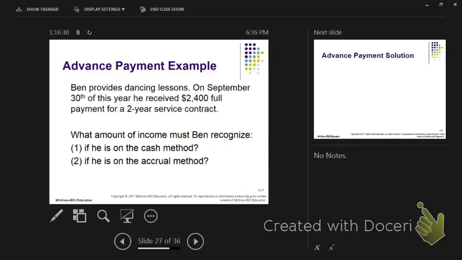So we already did this cash example. What did we say if it's for 2 years? If he got it all right now, how much would he show on his taxes? If you got $2,400 right now, what would you show on your taxes? Cash based, you show the 2,400. Okay, so what would he show on his accrual base? 2,400. So we're saying 2,400 on both? What if I say one of those is wrong?